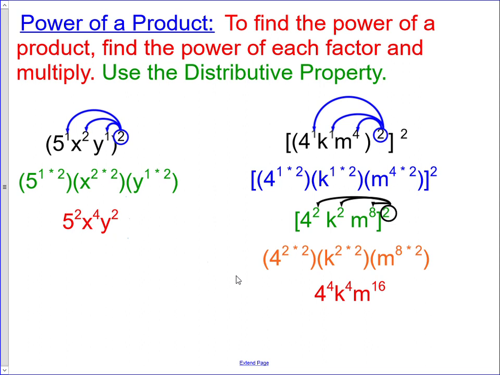I hope this helps a little bit on finding the power of a product. We kind of had to put to use what we'd learned in the previous video when we did a power of a power. And well, if you have any questions, be sure to ask.